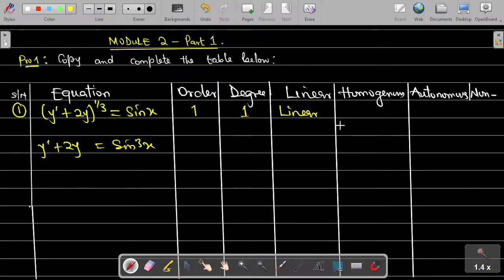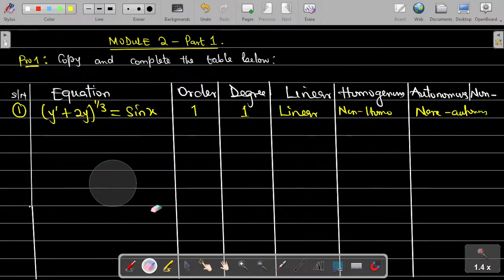And then homogeneous or non-homogeneous. It is non-homogeneous. And then autonomous or non-autonomous. You can clearly see it is non-autonomous. So these are the things we are expected to do for the other ones that will come up to 6. I'll be back in a while and then we'll continue.